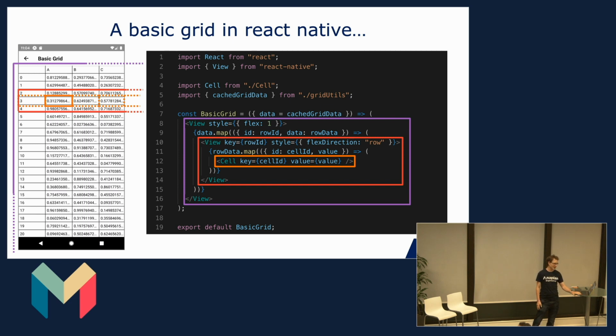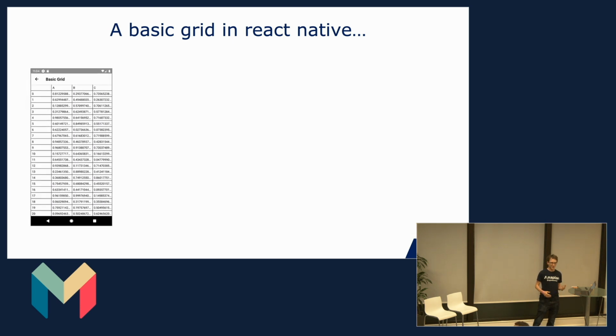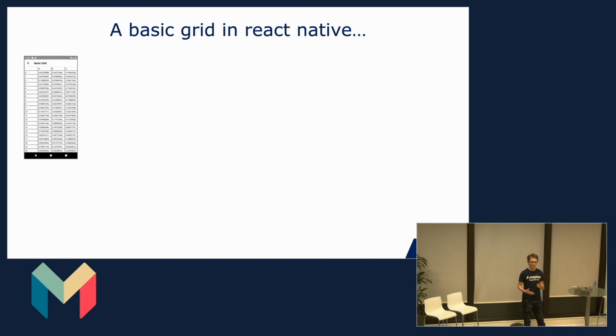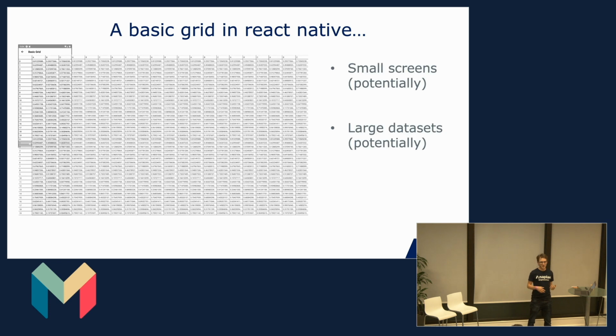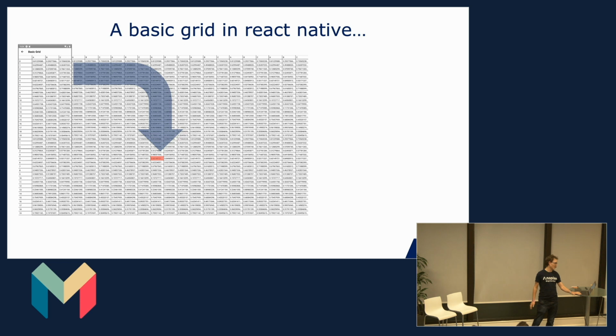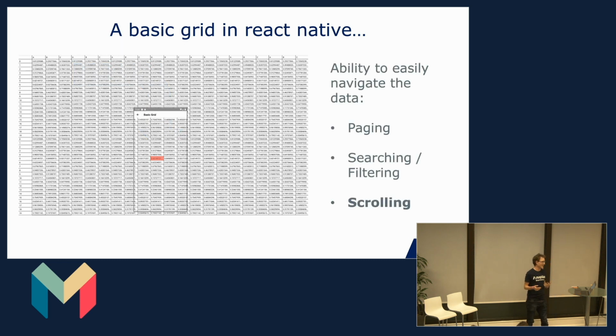And that's great for just rendering a static grid, but what happens when my grid gets quite big? Again, we're talking about lots of data here. It opens up a few problems, including potentially small screens. We are talking about mobile devices, so tablets and phones, and potentially large data sets. It only becomes a problem when you actually want to find something, to get to some data that isn't on your little screen. So when I've got a cell that's in the middle there, how do I get to it? What are the techniques that we can use?